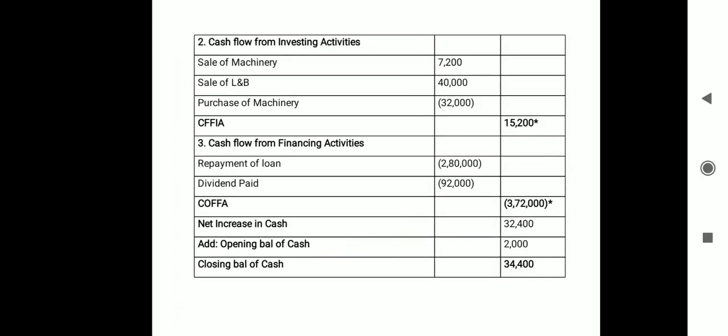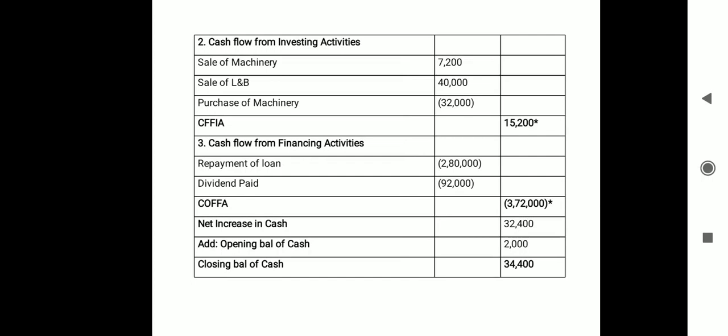Continuation: cash flow from investing activities. Investing activities cover transactions related to your fixed assets and long-term investments, and those transactions that affect your cash balance. We have checked in the working notes that we have sold machinery worth rupees 7,200, the balancing figure we got. As it is a sale, I am going to receive cash. So if I am receiving cash, it will be a source.